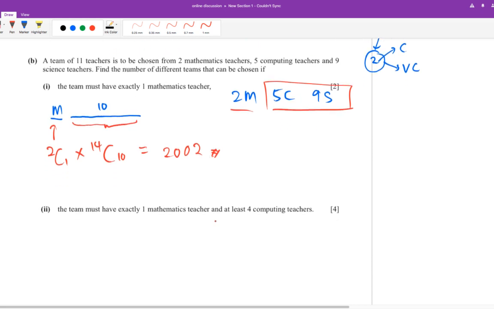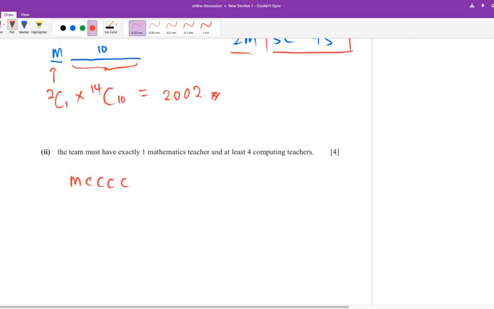Alright, so the next one, the team must have exactly 1 math teacher and at least 4 computer teachers. So that means I need to select 11 teachers, right? 1 is the math. And then at least 4 computer, right? How many computer? 5, right? Okay, so the first case I would think if I have 4 computer. The next one I would think if I have 5 computer teachers.